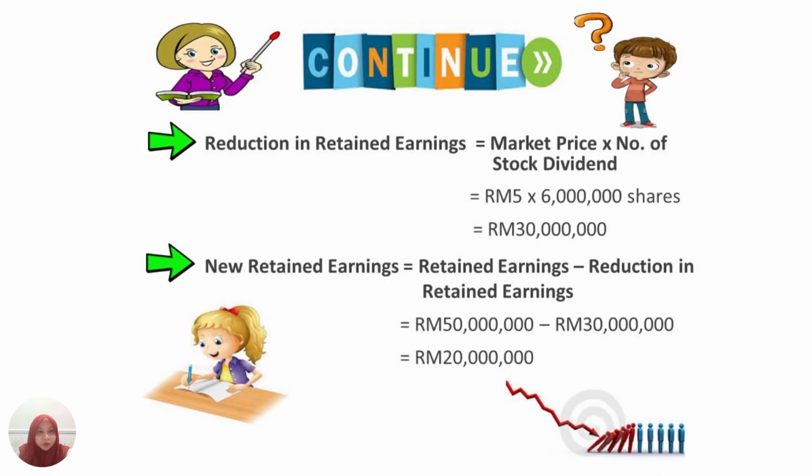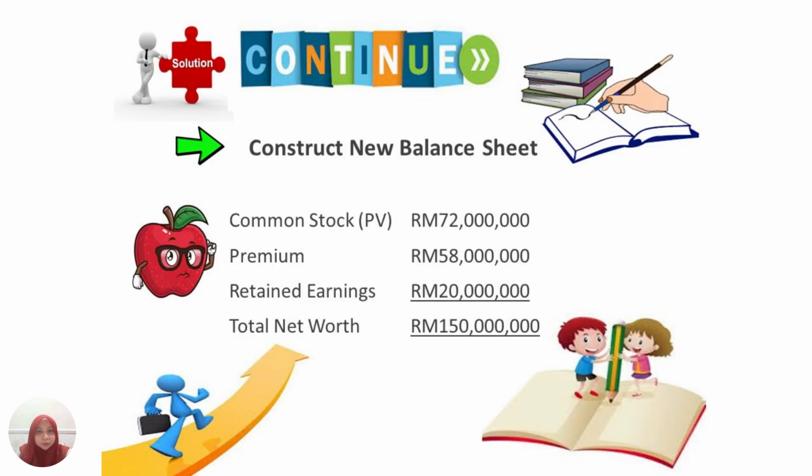Okay, now we proceed with reduction in retained earnings, equal to market price times number of stock dividend, equals Ringgit Malaysia 5 times 6 million shares. We will get Ringgit Malaysia 30 million. Now we look at the new retained earnings. Retained earnings minus reduction in retained earnings equals Ringgit Malaysia 50 million minus Ringgit Malaysia 30 million. We will get Ringgit Malaysia 20 million.